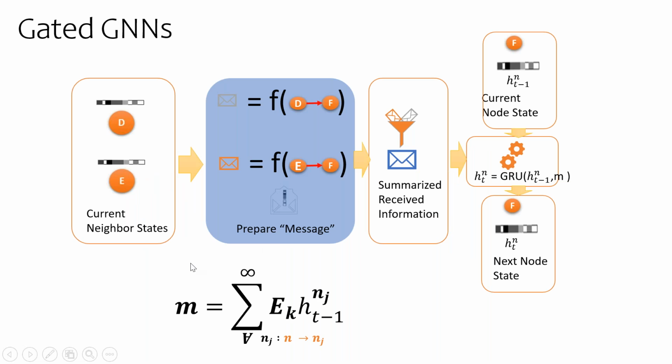Okay, so in gated GNNs we use the same structure, where we get the current neighbor states, pass them in as a message, prepare the message and summarize the received information, and then we get from the current node state the next node state, right? The only thing is that here we use the GRU, and the GRU will have these h(t-1) steps, or M steps, right? So this is what actually changes.